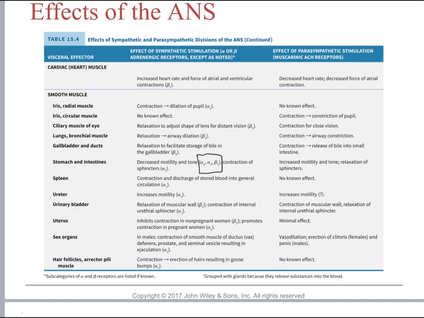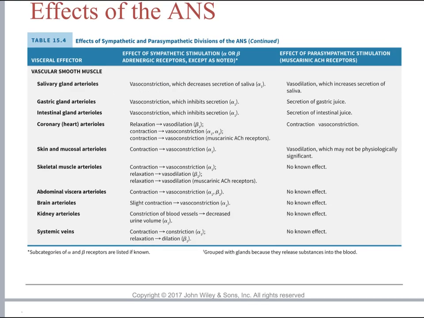So again, go through these. A lot of them make sense. I gave you a few examples, but you can go through and see how they balance each other out for each organ system. We continue on with visceral effectors like vascular smooth muscle, heart, skin, skeletal muscle, etc. So you can move your way through, continuing through these tables and what exactly each system does.